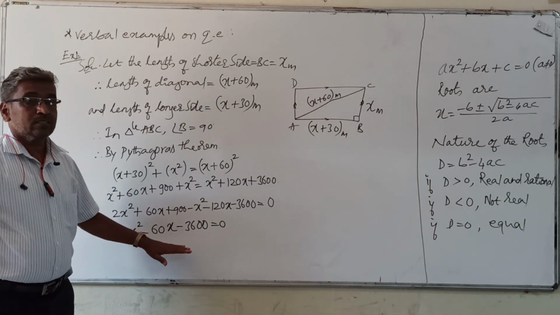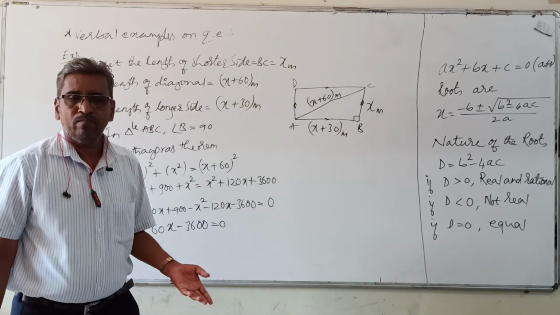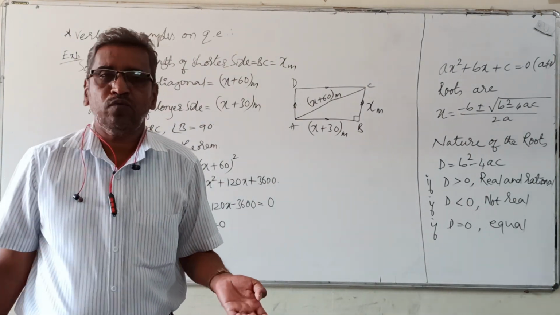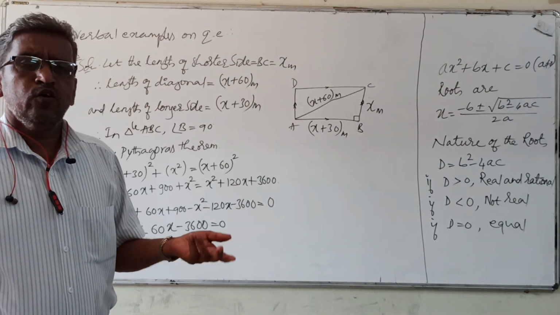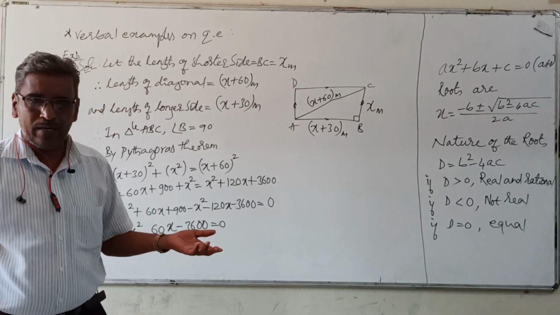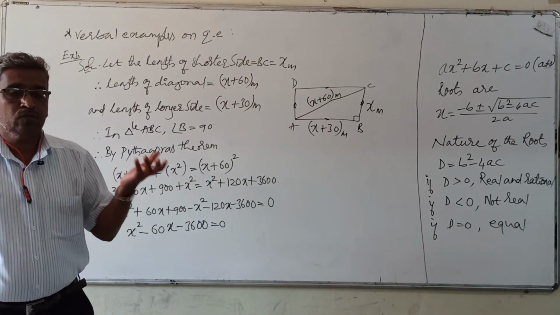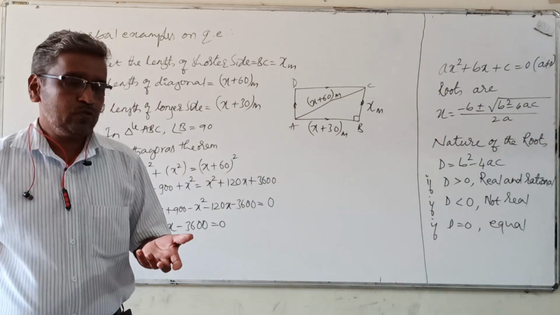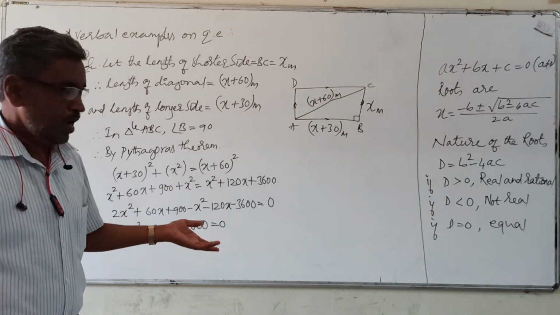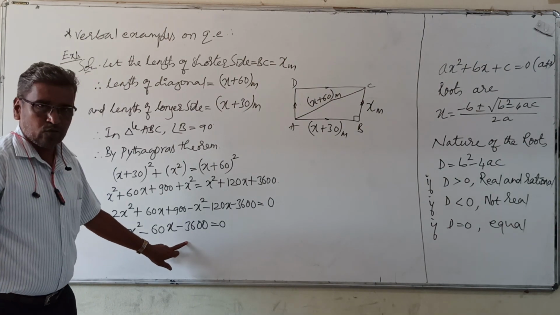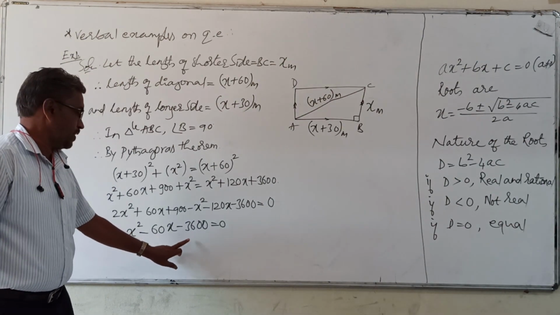So in this standard form we can use, if it is easy to factorize, factorize. If it is not easy to factorize, completing the square method, or otherwise always the formula is there. So we can use the formula. But now I think it is easy to factorize, so I want to factorize.